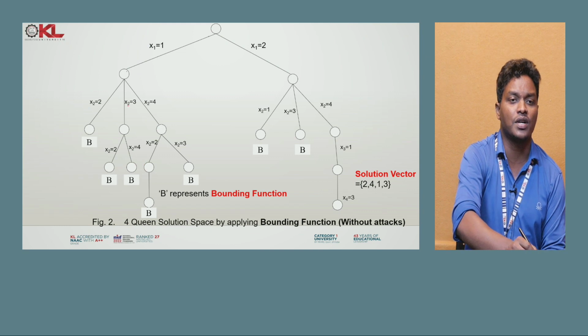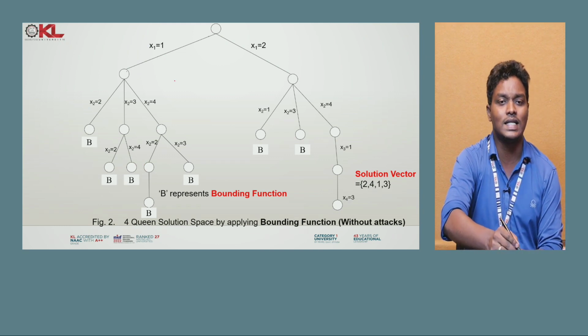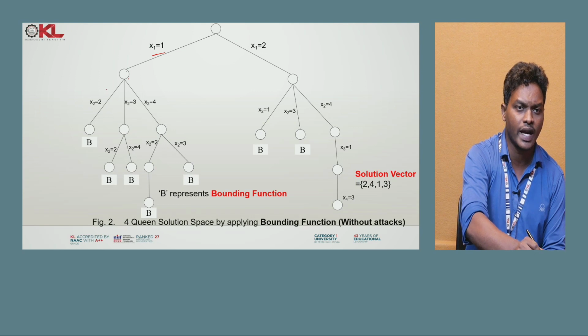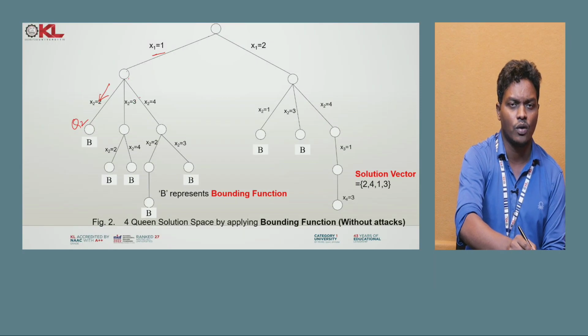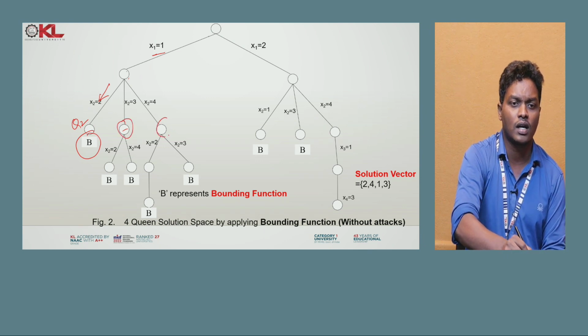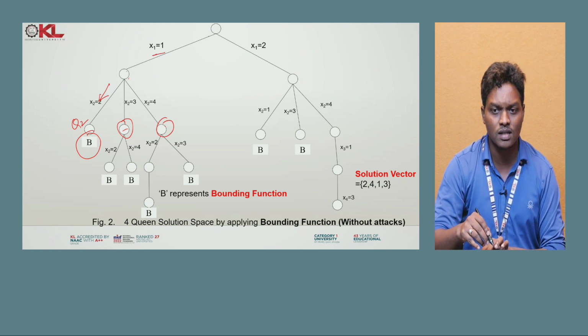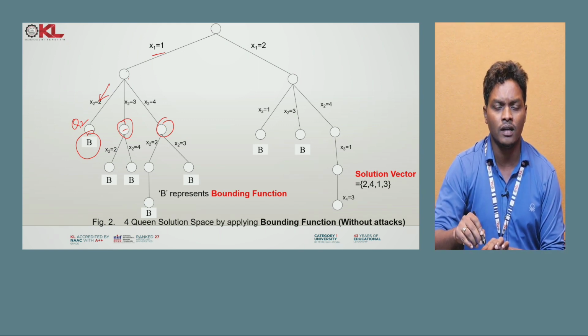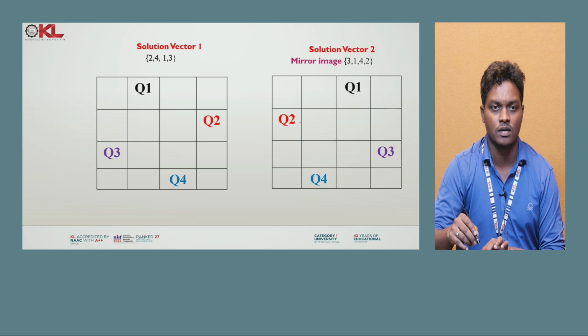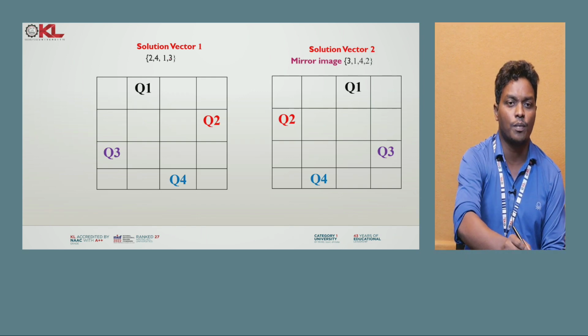Next, this is the bounding function. What does it tell us? After placing q1 here, with x equal to 1, if we place q2 in the same diagonal, then an attack will happen. We should not place it in the same diagonal, so we use the bounding function, backtrack, and search for alternate options. We have applied the bounding function here to resolve conflicts between the queens.